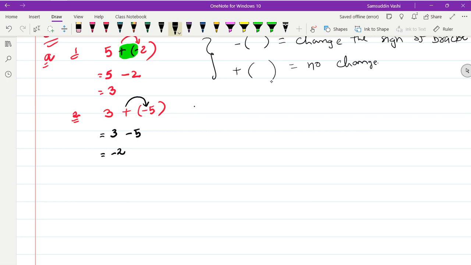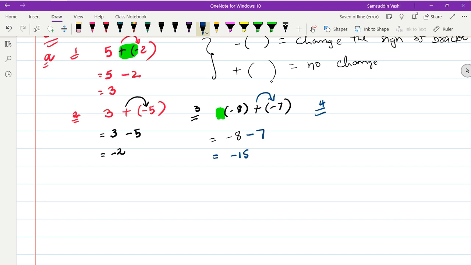Number 3, I have negative 8 plus negative 7. So if there is nothing outside, there is no need to think how I'm going to open the bracket. Just don't write the bracket if there is nothing outside. If outside is plus, then I'll say positive times negative is negative 7. So borrowed 8 and again borrowed 7. What's my answer? Negative 15. So that's number 3.